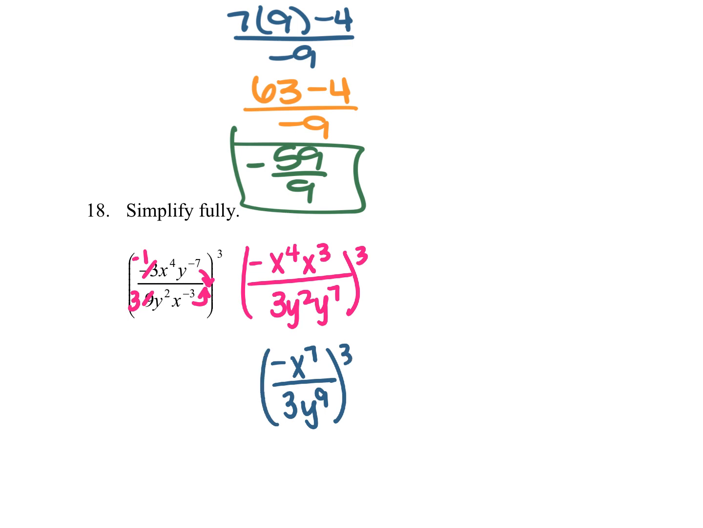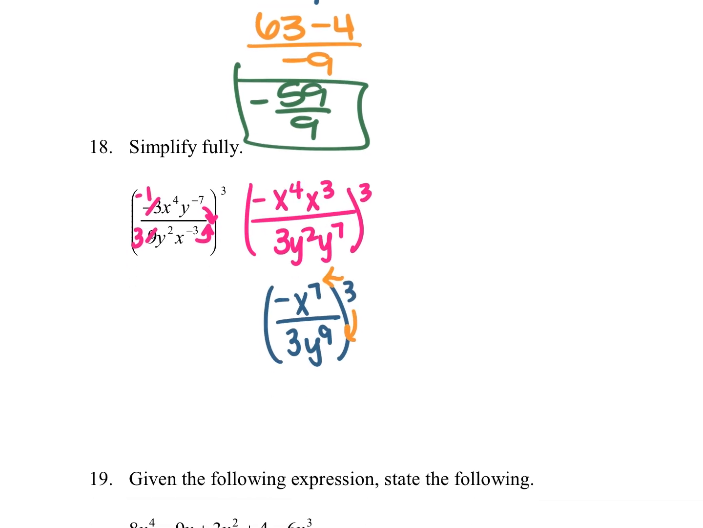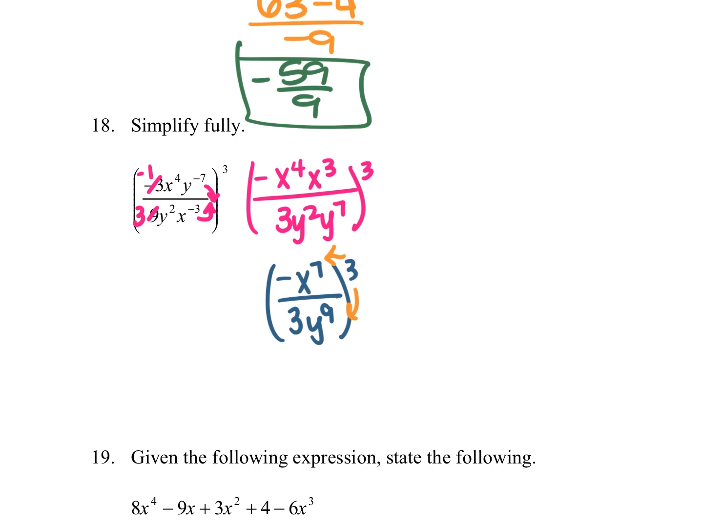If this is all raised to the 3rd power, that power is going to go to both the top and the bottom. A negative raised to an odd power is going to stay negative. X to the 7th raised to the 3rd is x to the 21st. 3 to the 3rd power is 27. Y to the 9th to the 3rd power is y to the 27th power.